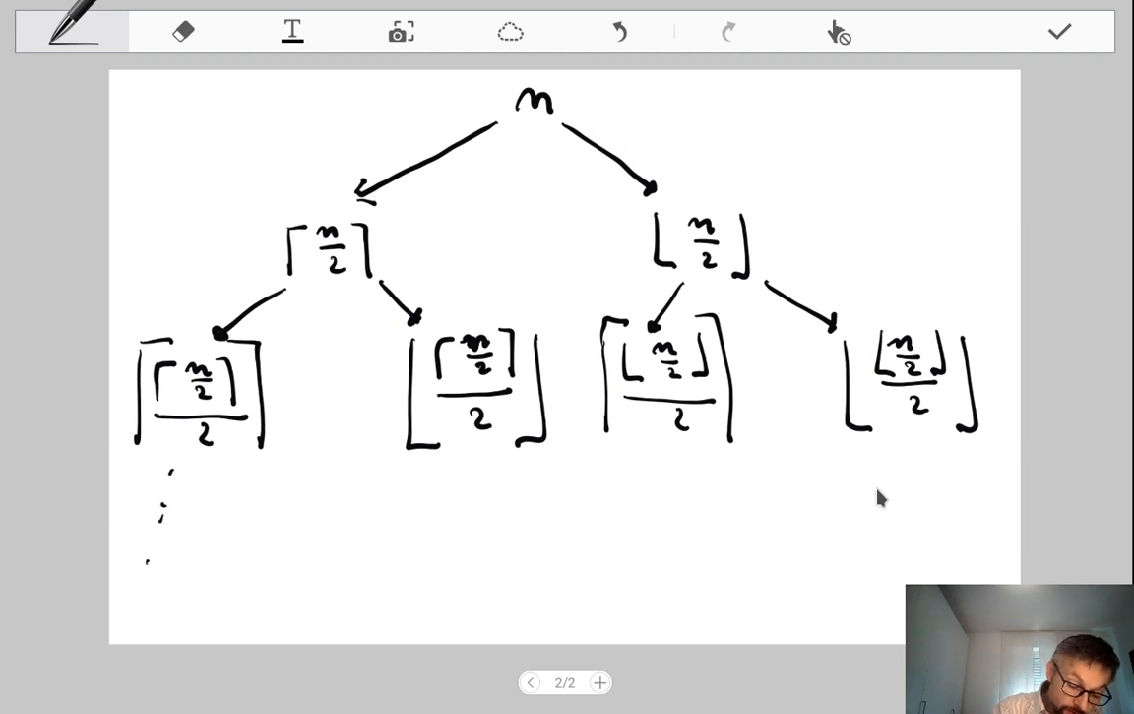Of course, you keep going until you end up with 1 here, and you keep going until you end up with 1 here on the wall level. Now the longest branch, for sure, since on the left side we are dealing with the ceiling and on the right side we are dealing with the floor, will be the one on the left, and the shortest branch will be the one on the right.